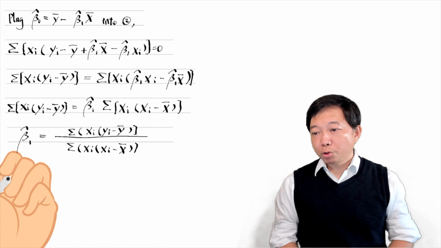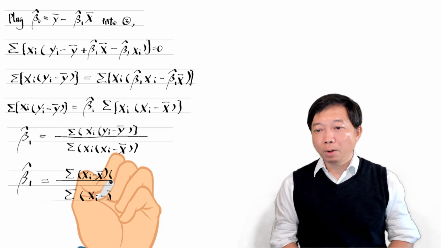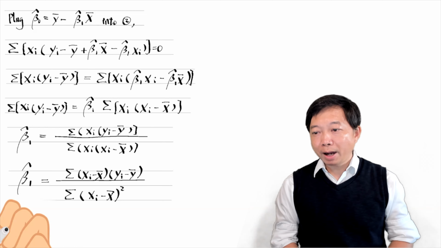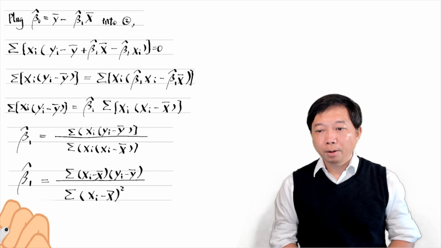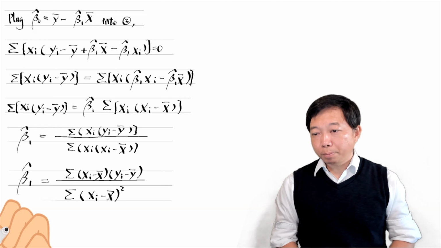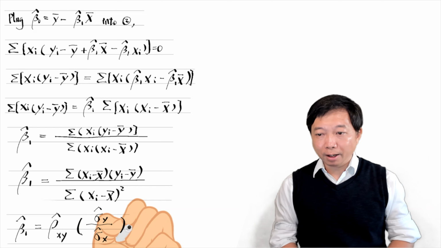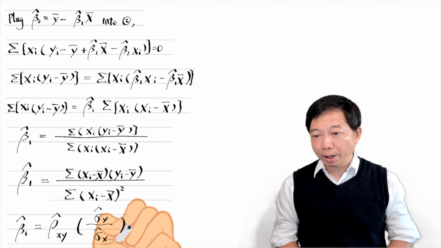We use the same trick to write beta hat 1 as the sample covariance between x and y divided by the sample variance of x. Using the same algebra, we can also write beta hat 1 as the sample correlation between x and y times the ratio of sample standard deviation of y to sample standard deviation of x.